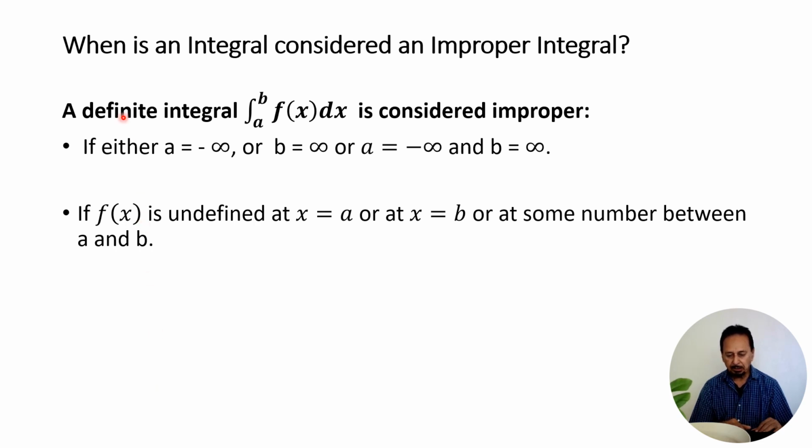A definite integral from a to b of f of x dx is considered improper if the lower limit a is minus infinity, or the upper limit b is infinity, or the lower limit a is minus infinity and the upper limit b is infinity, or if f of x is undefined or has a discontinuity at the lower limit a, or at the upper limit x equals b, or at some number between a and b.